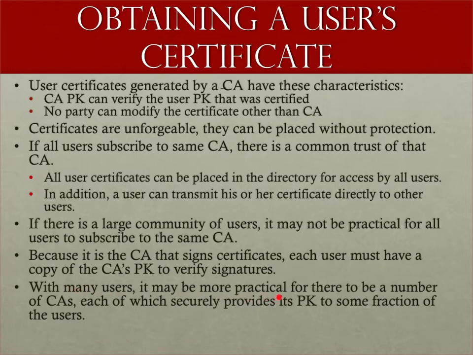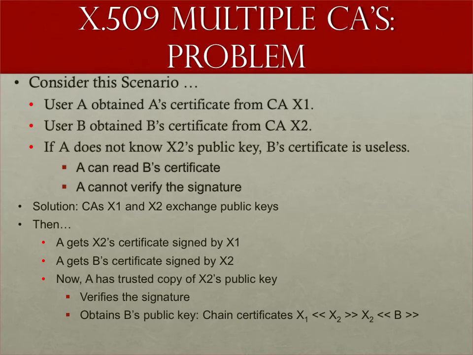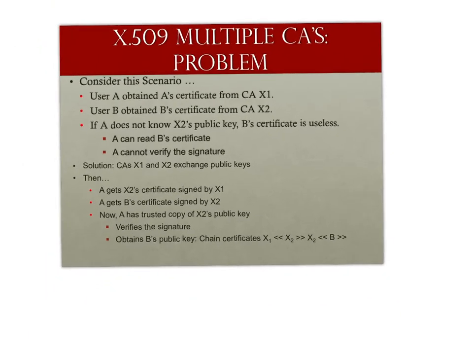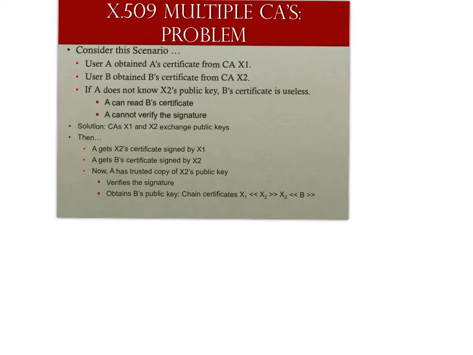So with many users, it may be more practical to have a number of certificate authorities. Let's take a particular example. We consider the scenario where we have a node A which trusts a certificate authority called X1. So we have a relationship here, okay? But we have a node B on the other side, which trusts another certificate authority, X2, right?